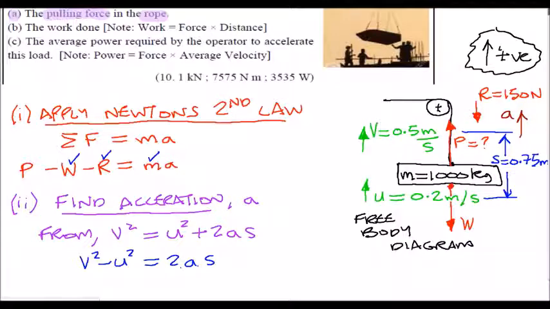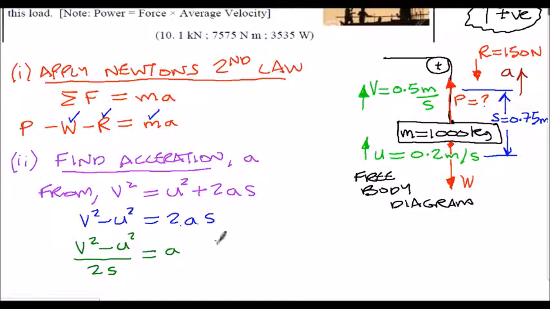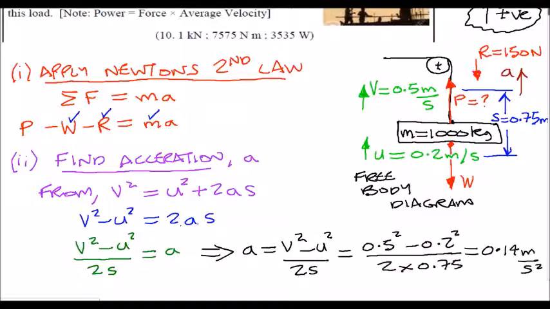So on the next line, keep on the same line if I can. Turn the equation around, the acceleration is equal to, and you put the figures in. According to me, I get 0.14 meters per second squared for my acceleration.